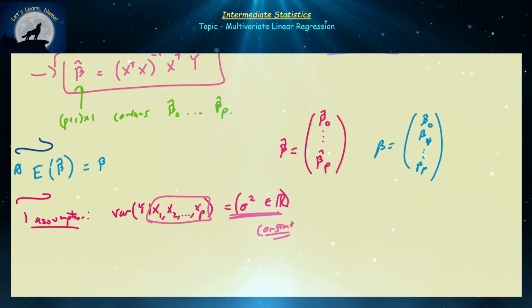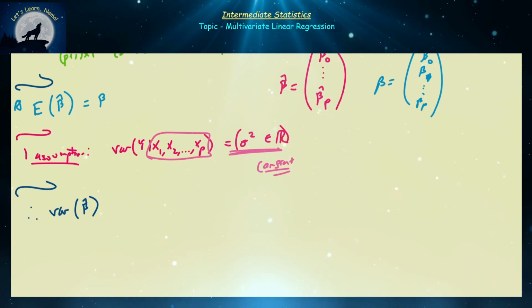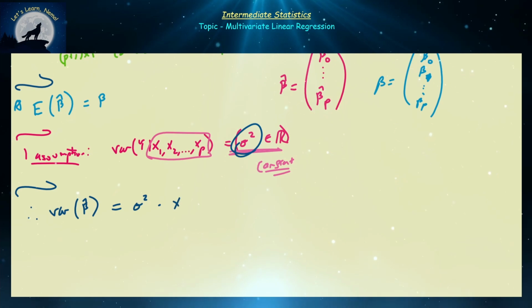But as long as this assumption is met, or you assume that it is met, that means the variance of this beta hat vector has a nice representation. Keep in mind, if beta hat is a random vector, the variance of a random vector will be a matrix, a parameter matrix. So explicitly, this can be represented as sigma squared, that constant that we're trying to get, times the matrix X transpose X inverse. Right, so that's the variance of beta hat.